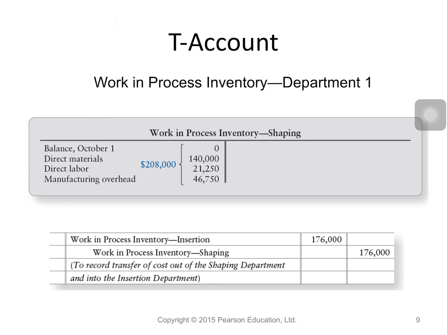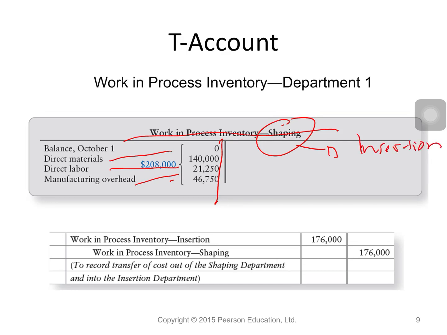Later, in the T account of work in process shaping, you will see this one and this one, right? And then when you transfer the work in process from shaping to the insertion process, the work in process in shaping will decrease and the work in process insertion will increase. So you record work in process inventory insertion on debit and work in process inventory shaping on credit.